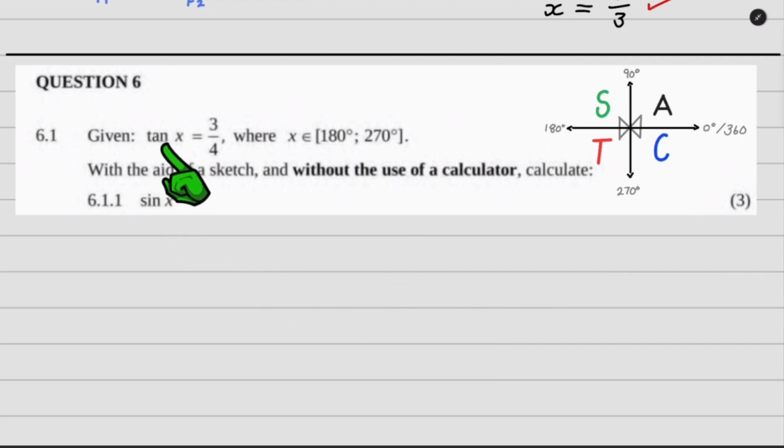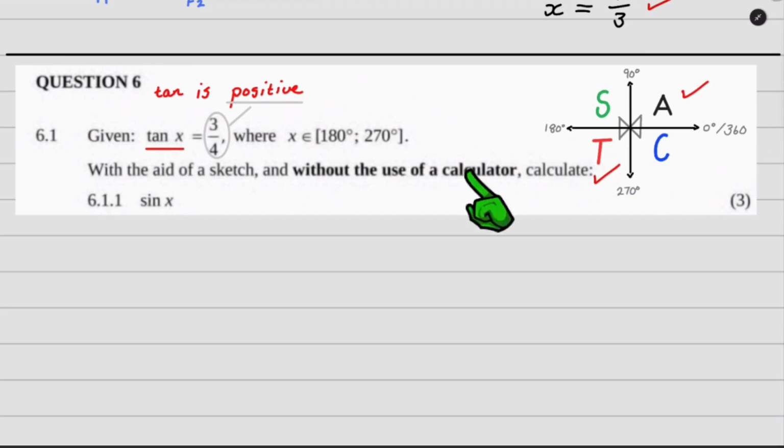So over here we can see tan is positive. So I'm going to tick the 2 quadrants where tan is positive. A stands for all is positive, so it's over in the A quadrant, and T stands for tan is positive, so I'm going to tick those 2 quadrants. And now we look at the second condition. x is an element starting at 180, ending at 270. So from 180 to 270 is in this quadrant here. And then we work in the quadrant with 2 ticks.